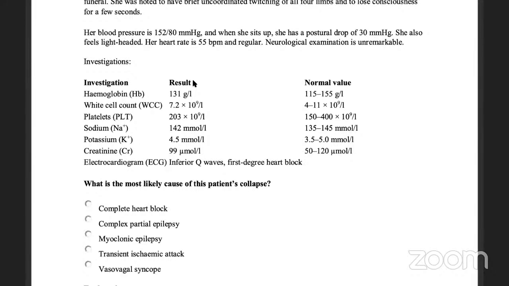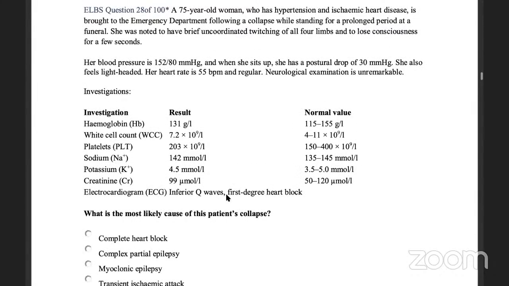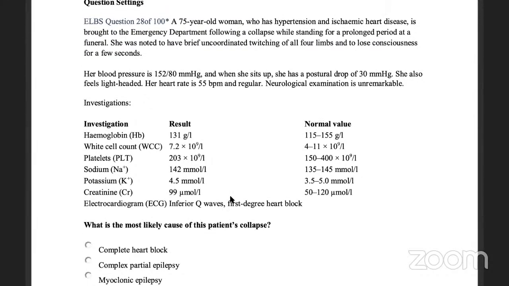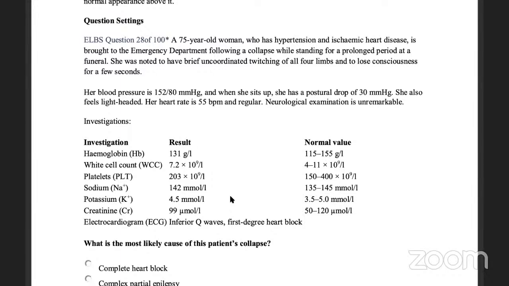What is the most likely cause of this patient's collapse? Inferior Q waves, first degree heart block. A 75-year-old woman who has hypertension and ischemic heart disease is brought to the ED after falling and collapsing while standing for a prolonged period at a funeral. She was noted to have brief uncoordinated twitching of all four limbs and to lose consciousness for a few seconds. Blood pressure 152/80 and on sitting up she has a postural drop of 30. She also feels lightheaded and heart rate is 55 regular. Blood tests are unremarkable: hemoglobin, white cells, platelets, sodium, everything okay. ECG: inferior Q waves and first degree heart block.